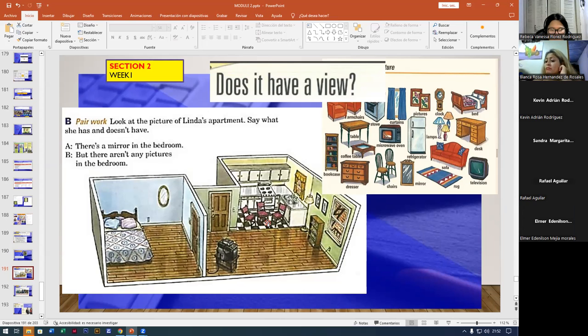Nice. Blanca, describe it, please. Now tell us. Describe the bedroom, this area. There is or there are? There is.